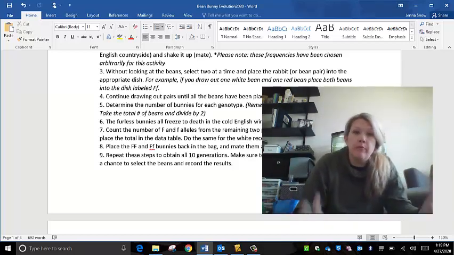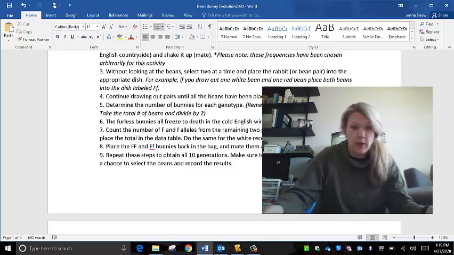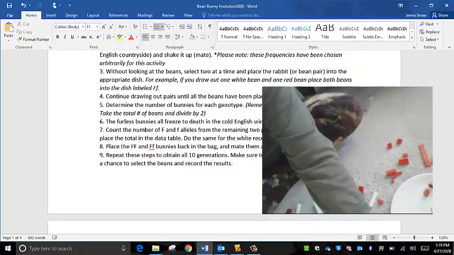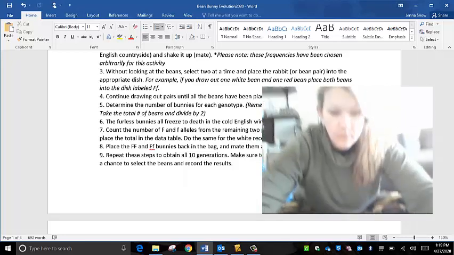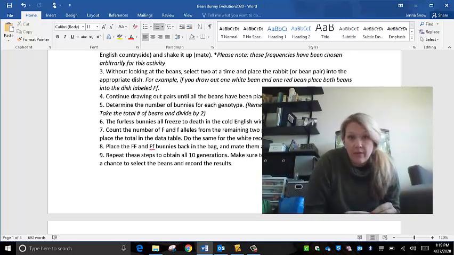To determine the number of bunnies for each genotype. So remember, each rabbit has 2 alleles. So you're going to take the total number of beans and divide by 2, okay? Now, when I drew them out, I tried to keep mine in pairs. So I'm going to tilt my computer. Hopefully you guys can kind of see this a little bit. But here's what my little setup looks like. And so now I'm going to count the number of bunnies I have in each plate, okay?